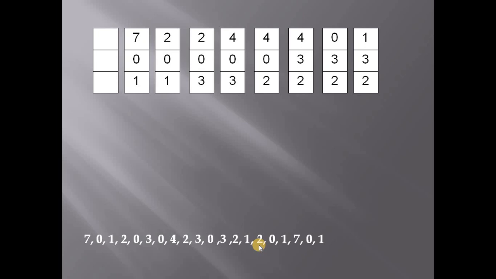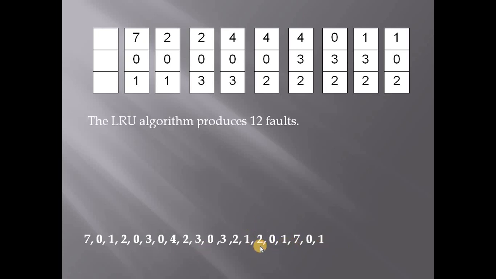Page number 2 already in memory. Now we have to make space for page number 0. So we'll replace 3 with 0. 1 already in memory. Now we have to make space for 7. So among these 3, who was the least recently used? It was page number 2. Okay. So in this way we are going to replace the pages.